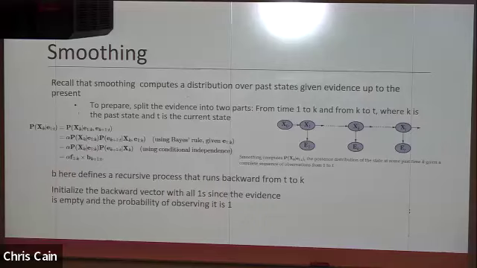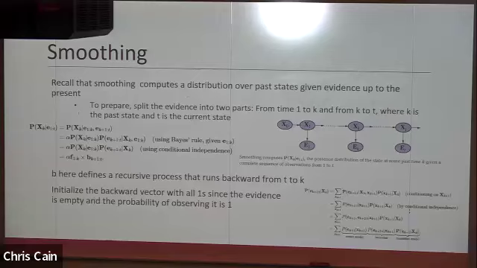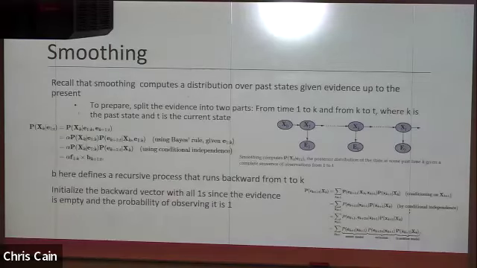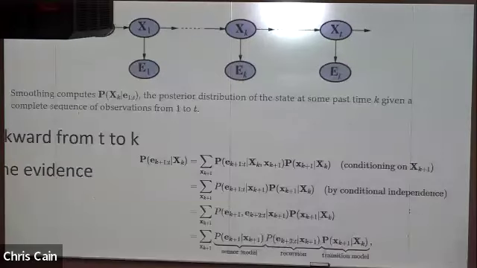Backwards vector starts with all ones, since the evidence is empty, probability of observing whatever it is that we observed at time t equals 20, now that we're at that point, is 1, we observed it. So then we just calculate. Hey, wasn't done with that yet. Try to zoom in. There we go.